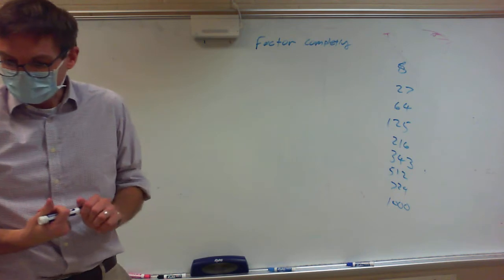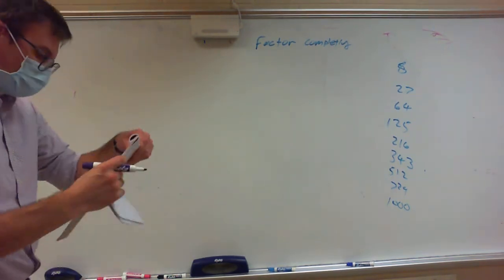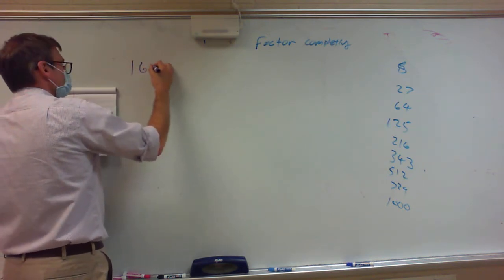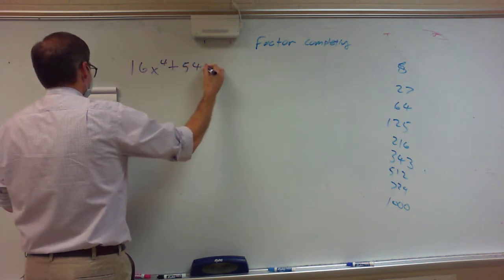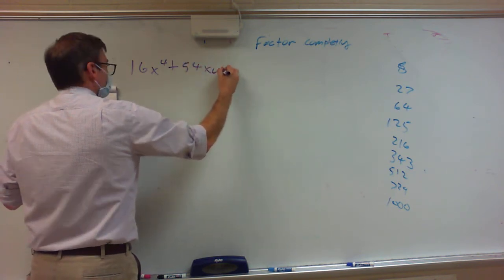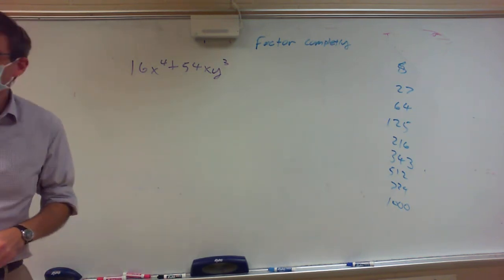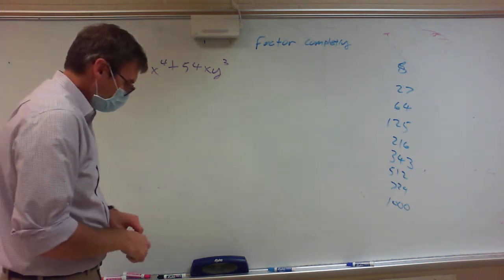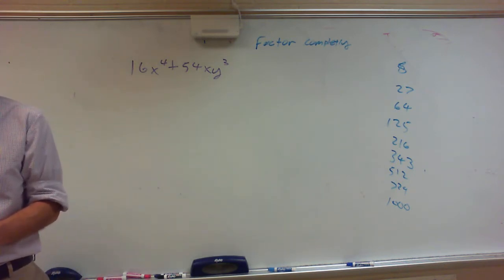So, what do problems look like? Well, let's say I give you 16x to the fourth plus 54xy cubed. Factor completely. See, there's a difference between factor and factor completely. Okay. So has everybody written it down?